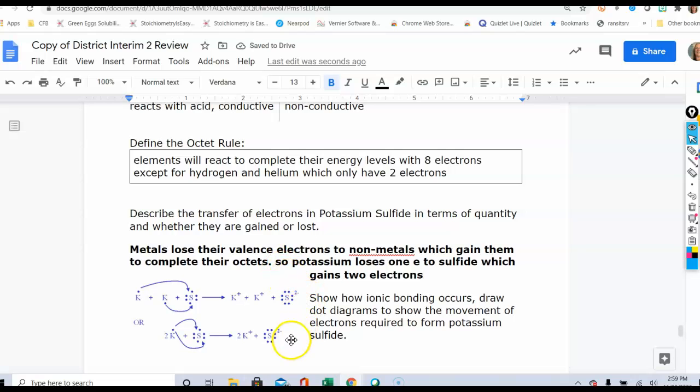So then there's the picture. I went ahead and used a Google picture for you to be able to see what was going on there. And that's kind of how ionic bonding occurs, drawing the dot diagrams out and being able to show the movement of electrons. That is going to be something that comes up on your test, so make sure that you are aware of it and have paid attention to it. We did start this whole unit with that particular sort of picturing.